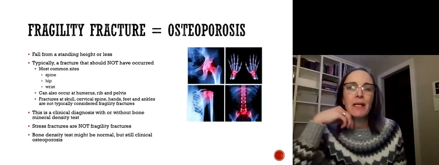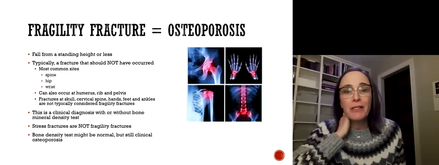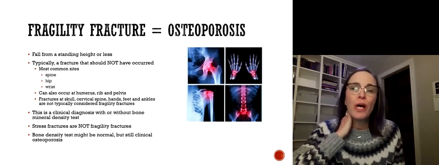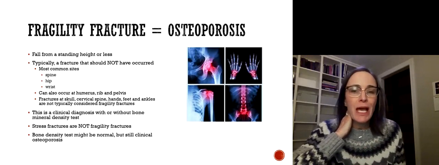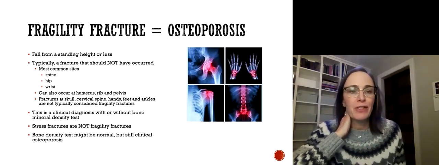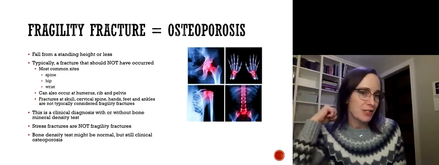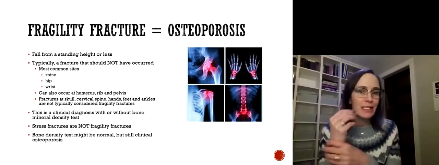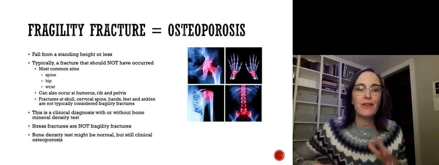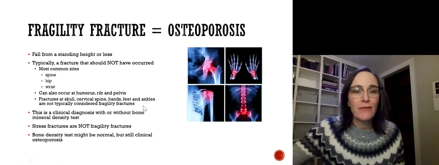But sometimes you'll have people come in, or you'll get a referral, at least I do in endocrinology, for somebody who hit their toe on the side of the chest of drawers in their bedroom, and they want to know if that's a fragility fracture. And we typically don't think that fractures at the skull, the cervical spine, not the lumbar or thoracic, just the cervical, the hands, the fingers, not the wrist, but the fingers, the feet and the ankles are typically considered fragility fractures. And I got to be honest, this is hard for me.